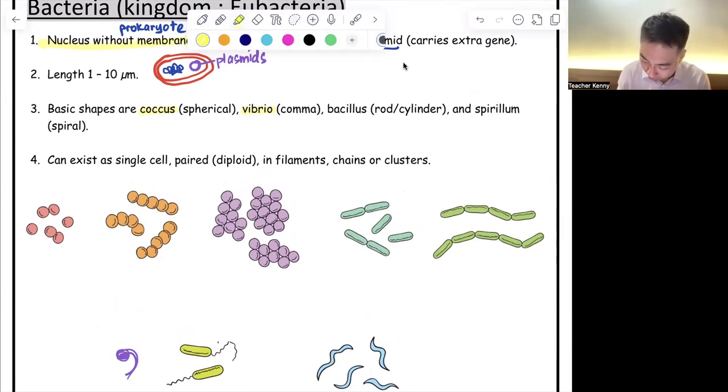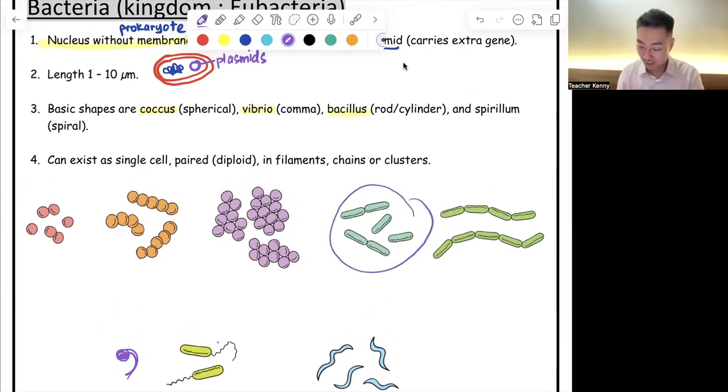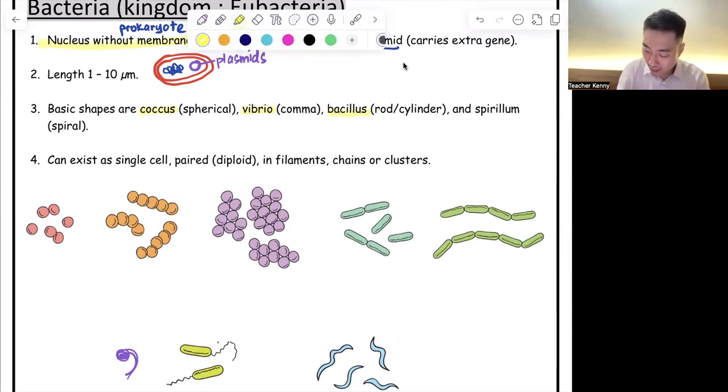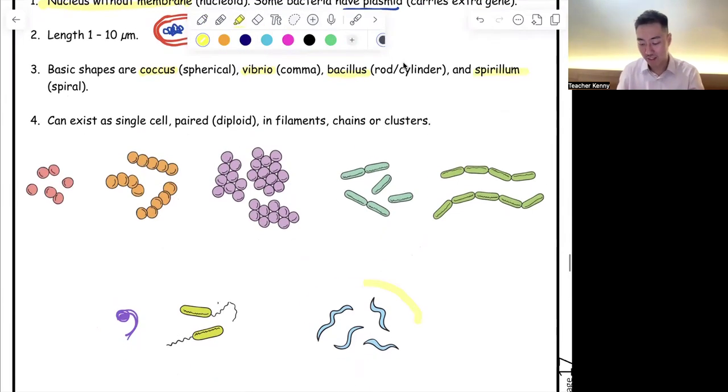Bacillus means it's a rod shape. Lactobacillus, for example. Lactobacillus means this bacteria has something to do with milk, lactic acid, and they are rod shaped. Next you have the spirillum, spiral shape.